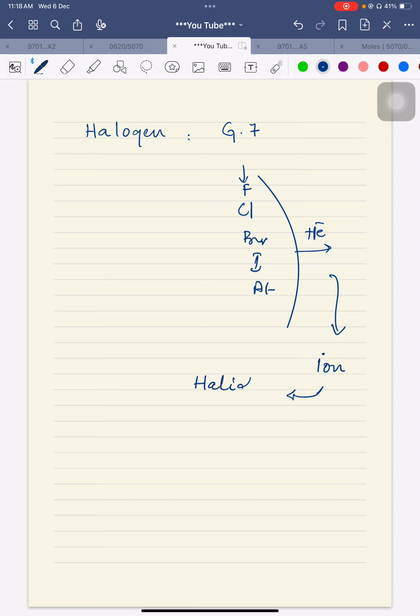Now what are the halide ions in your syllabus in salt detection? It is only chloride, bromide, and iodide. One more thing, how to check these: we are going to add nitric acid along with silver nitrate.